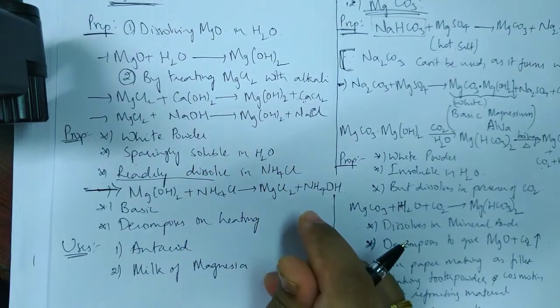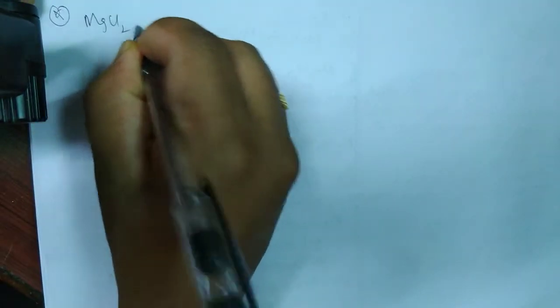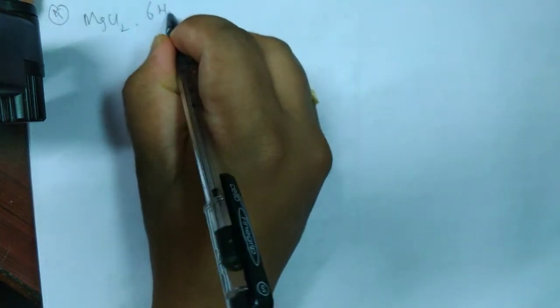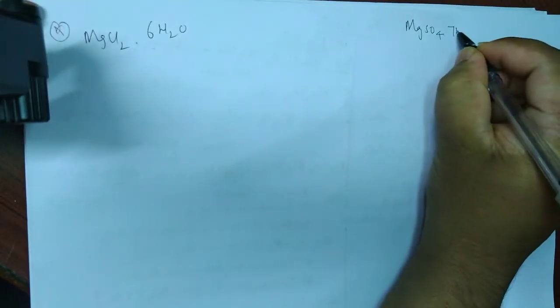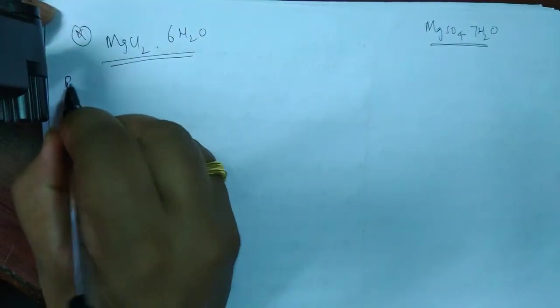Nothing much. The next two, last two in fact, we can prepare the two other compounds, that is magnesium chloride with 6H2O, and the other one is magnesium sulfate with 7H2O. We will study them simultaneously so that things are clear. Okay, so as usual, preparation.